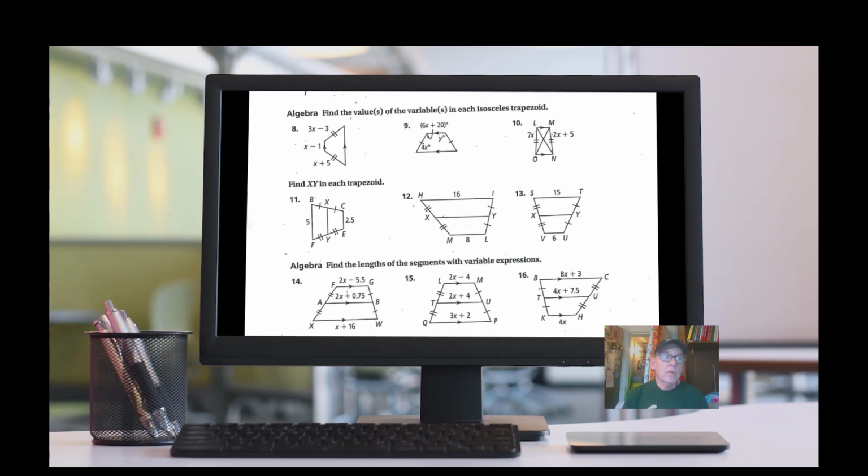Okay, now some algebra is going to be involved in this, so let's see what we got. Find the values of the variables in each isosceles trapezoid. Okay, so this side is congruent to this side. Therefore, 3x minus 3 equals x plus 5.